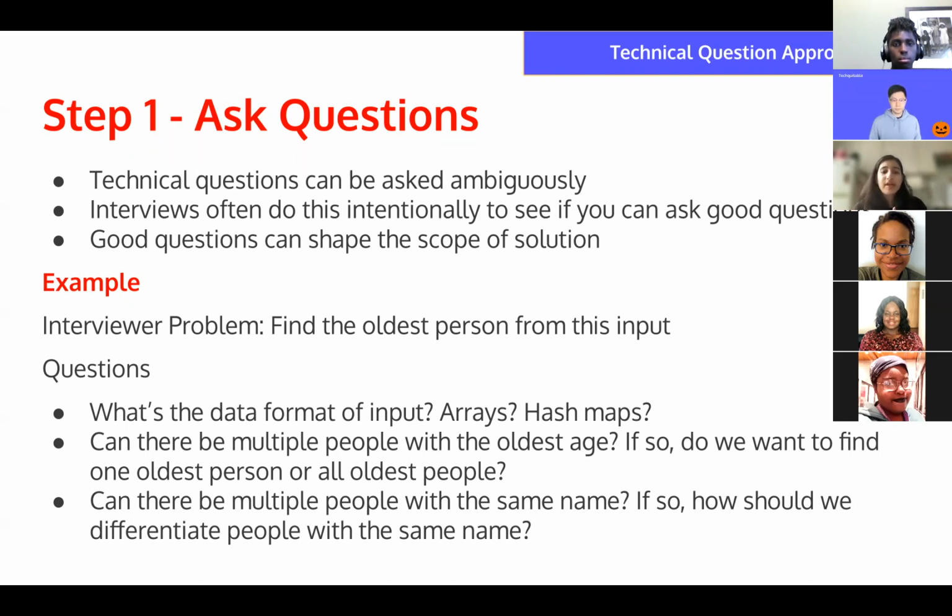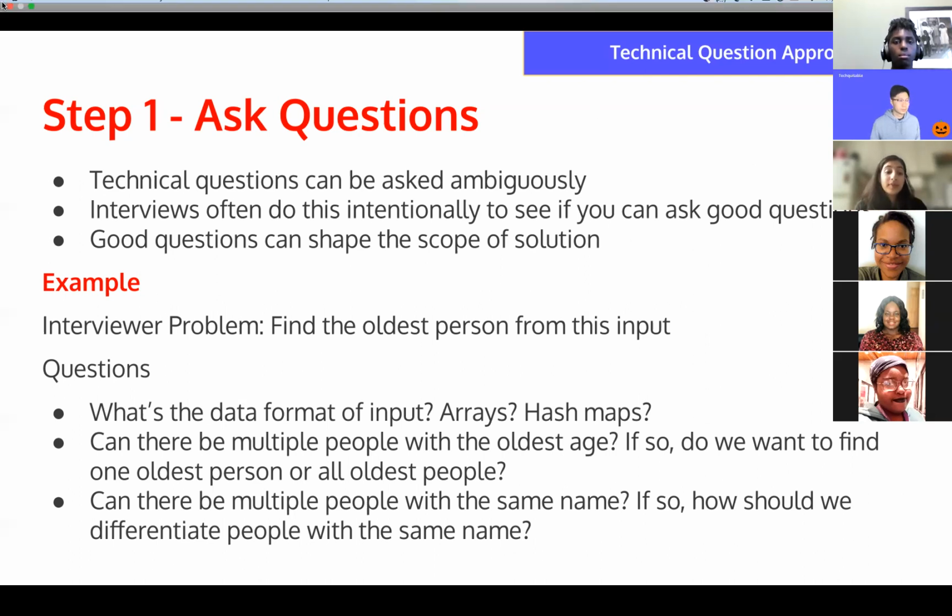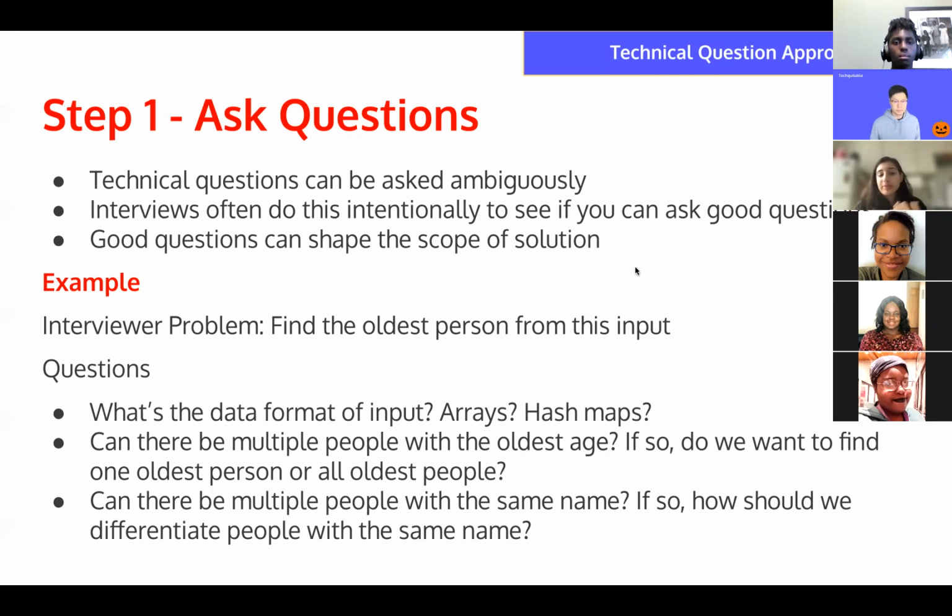So for example, if you have multiple people with the same age that are also the oldest, what do you do? And that could be up to the interviewer. Maybe they'll say, return everybody with the oldest age. Or maybe they'll say, just return the first person you find with the oldest age. It's very helpful and it's going to have an effect on the algorithm you are trying to write. And then of course, can there be multiple people with the same name? You're going to want to handle that input if that's a problem they say you should be worrying about in this question.